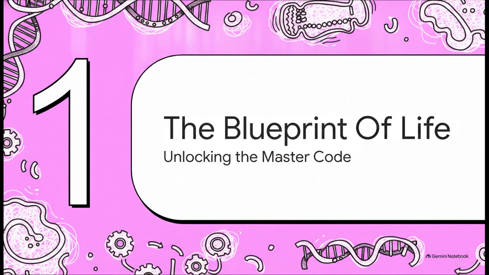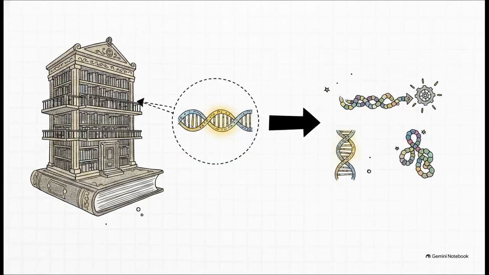Starting off with Section 1, the blueprint of life, unlocking the master code. To make sense of this whole biological manufacturing sequence, we really have to start at the top with the genome. Think of the genome as the ultimate master library. It's the entirety of an organism's DNA. And within that massive library, you have genes. A gene is just a short section of that DNA molecule. You can basically think of a gene as a single recipe.